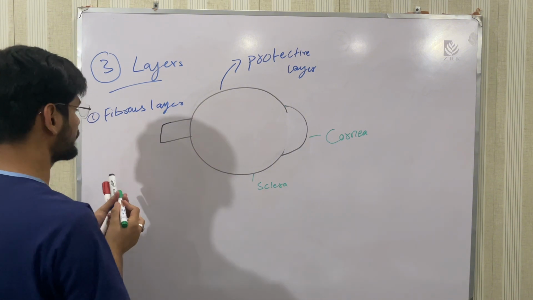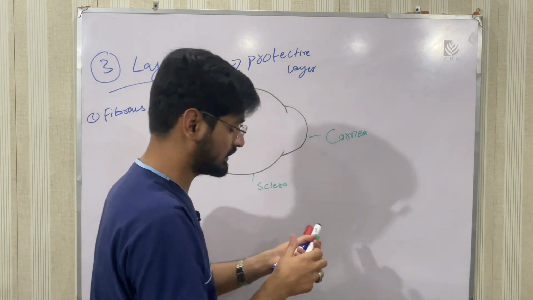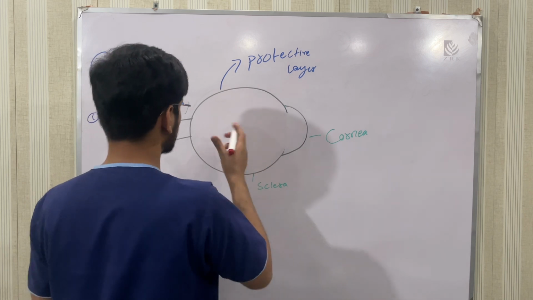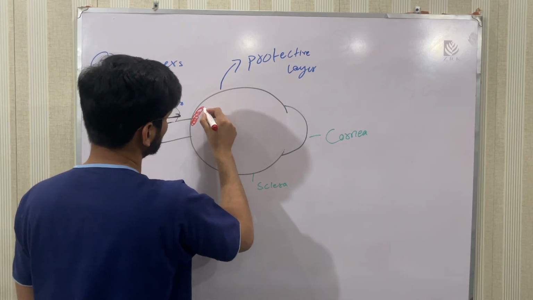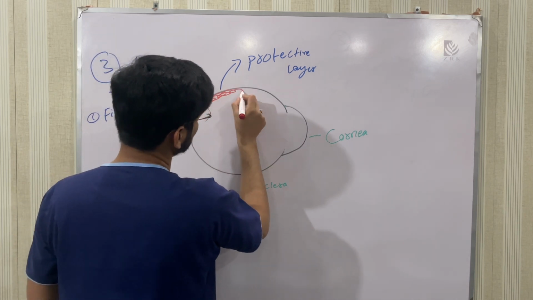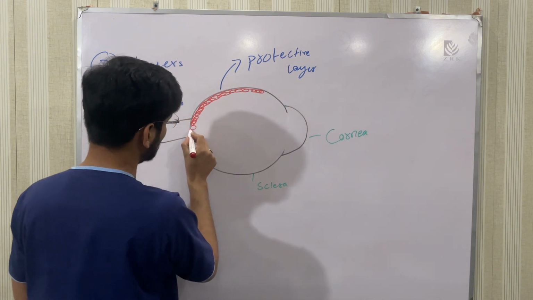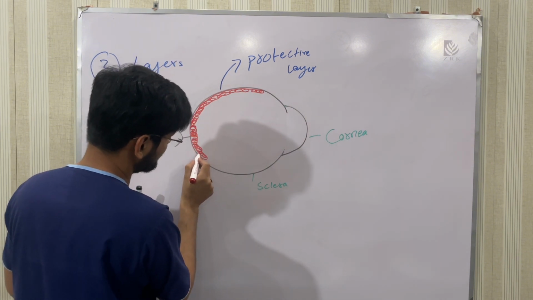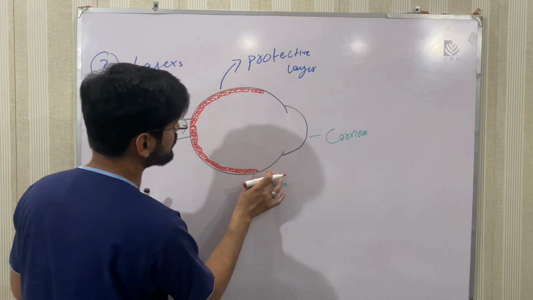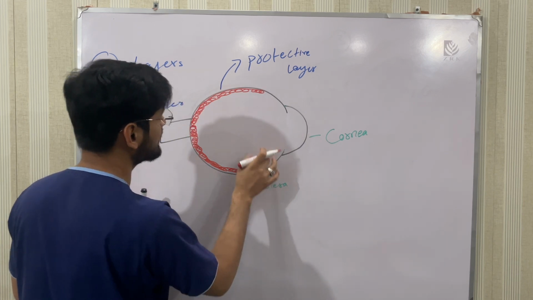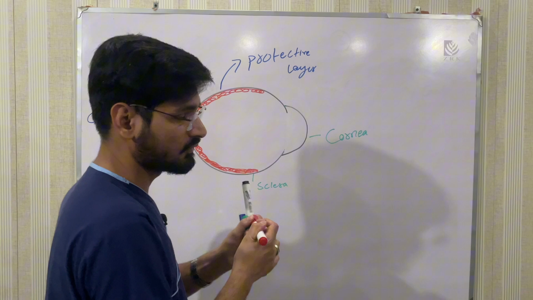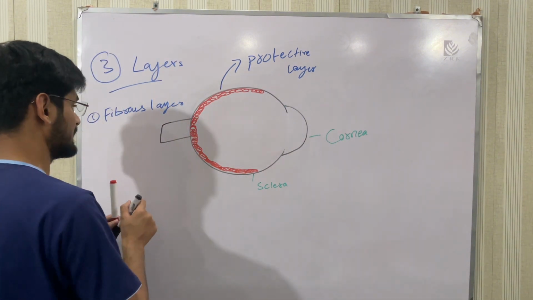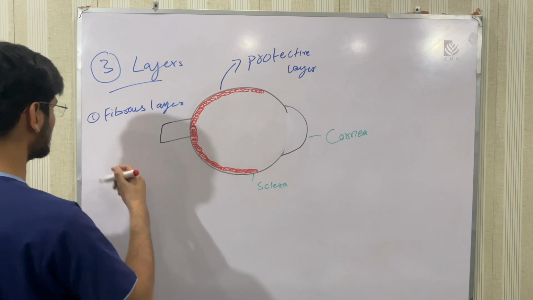The second layer of the eye is called the vascular layer. Vascular means it provides nutrition to the eye. The first layer, the outermost layer, is the protective layer, and this layer is the vascular layer. The vascular layer has three main components.